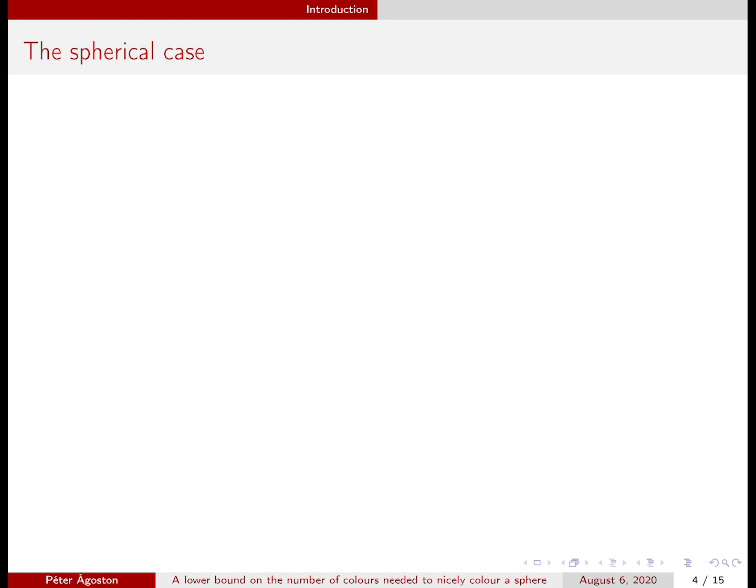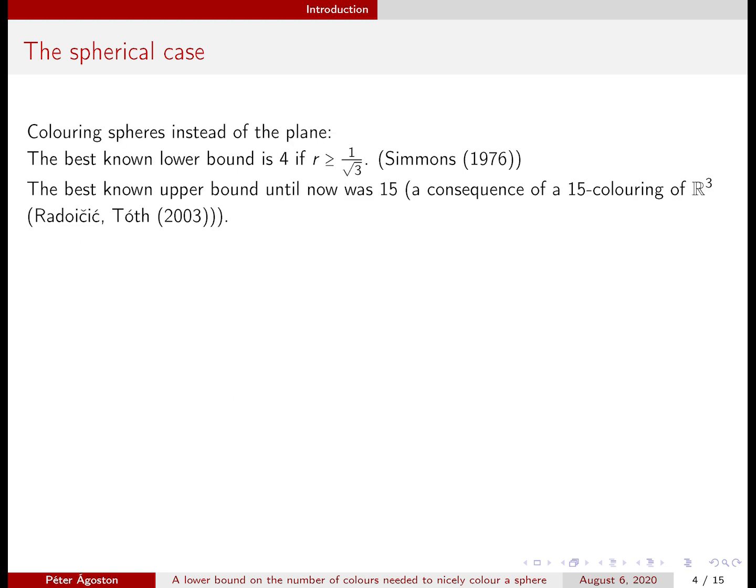As implied above, another variant is to ask the question for spheres or other surfaces instead of planes. The definition goes the same way. Now we have to color the points of a sphere with no 2 points of distance 1 having the same color.